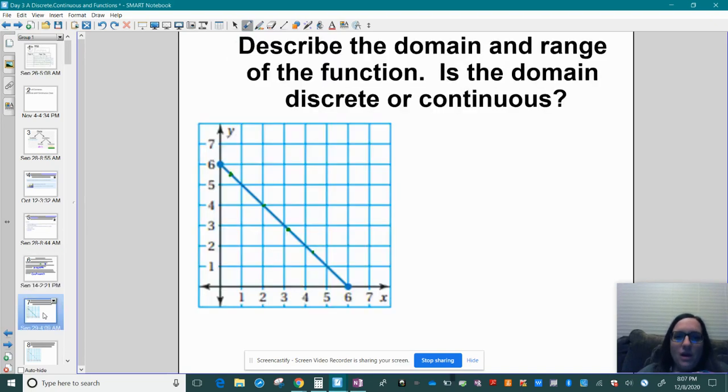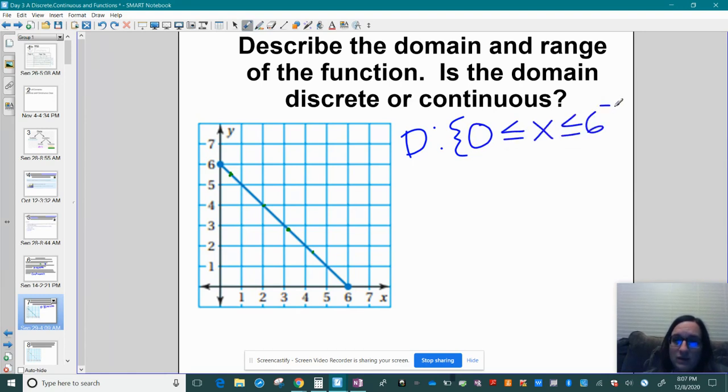Next. All right, let's start with describing the domain and range. So our domain is, and we need our little braces here. Okay. So our domain, we want all the numbers on our x-axis from 0 to 6. So if we want all of our numbers from 0 to 6 and they stop, we want 0 less than or equal to x less than or equal to 6.